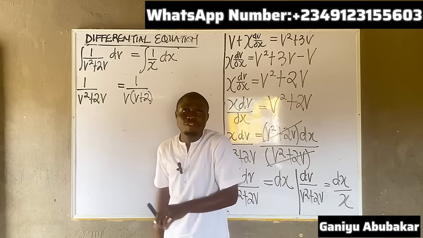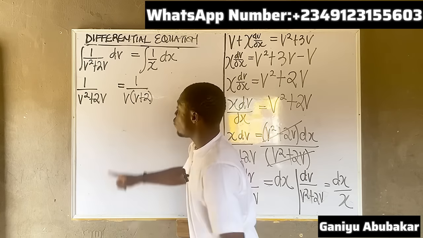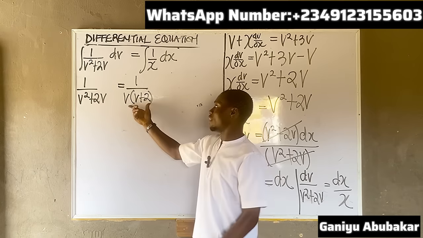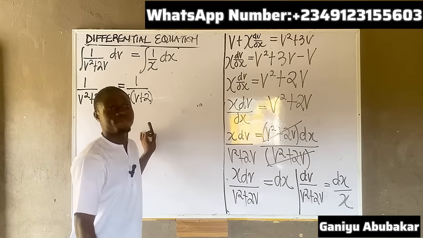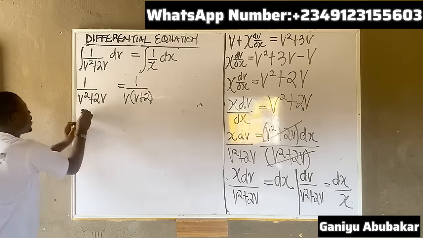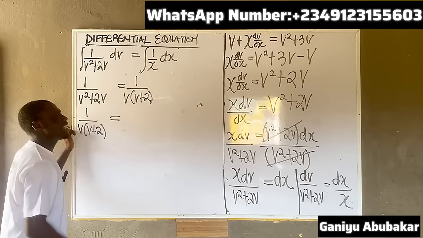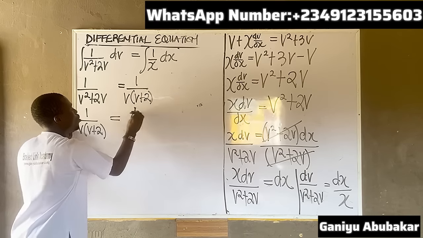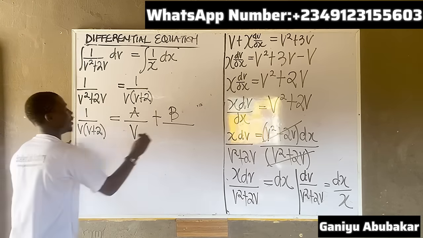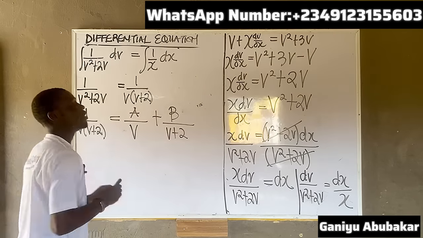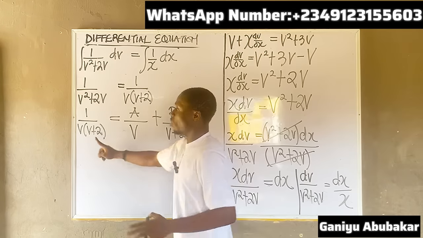So the first task when it comes to partial fraction is what? Factorize the denominator, please, not the numerator. Focus on the denominator. When you are done, I'll now write out the partial fraction general form. If I have 1 over v into v plus 2, the partial fraction general form becomes A all over v plus B all over v plus 2. This is called the partial fraction general form.